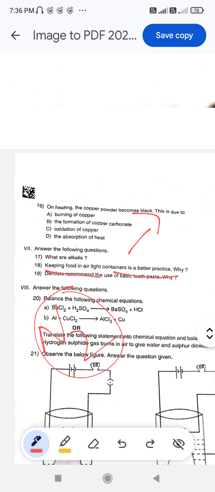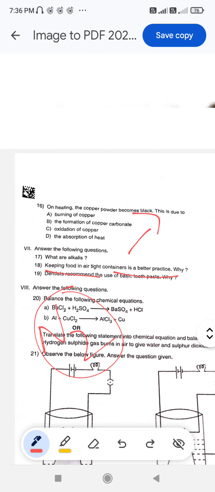So why do we have to store the food in an airtight container? Because the food should not get oxidized. If the food is oxidized, it reacts with the oxygen, which will spoil the food, and the taste also changes, its odor also changes. So for that all foods are stored in an airtight container.